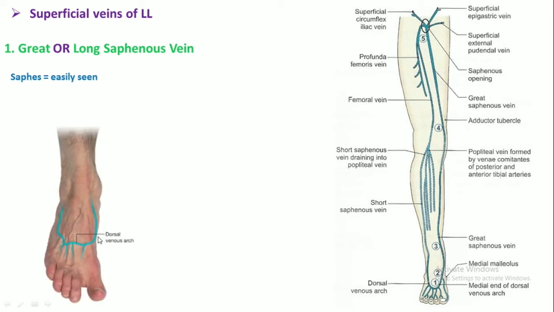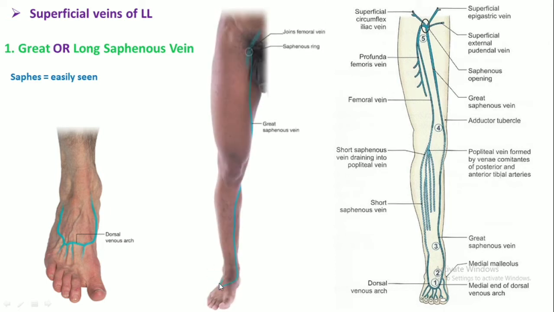Here this is the dorsal venous arch. This is the medial end of the dorsal venous arch, and this is the lateral end of the dorsal venous arch. From the medial end of the dorsal venous arch, this is the great saphenous vein, which drains into the femoral vein.